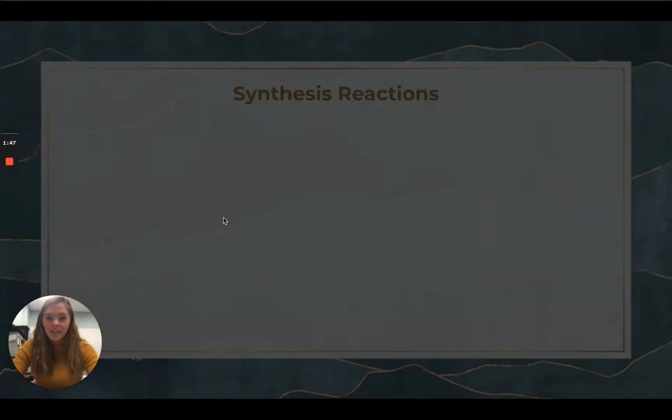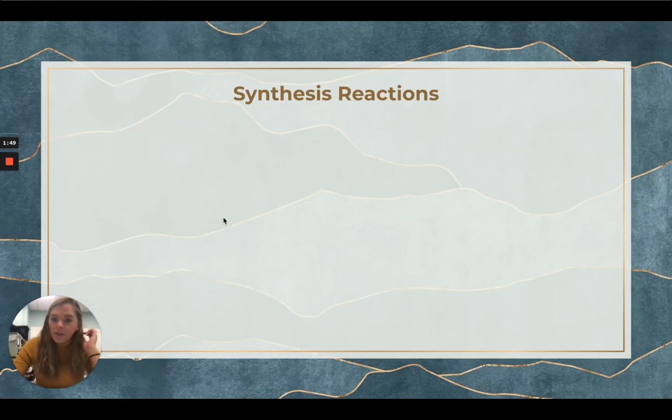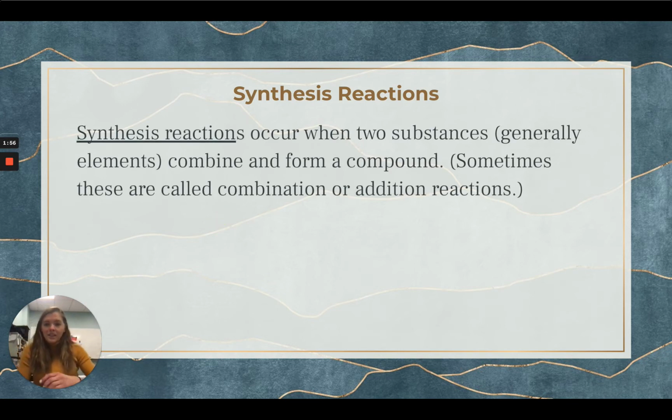So let's get started. The first type of reaction we're going to be learning about is a synthesis reaction. Hopefully you've heard the word synthesis before and you know what that word means. So a synthesis reaction occurs when two substances, usually elements, are combining to form a compound. Sometimes they're called addition reactions as well, because it's taking 2 things or 3 things or 4 things and putting them together to make a less amount.